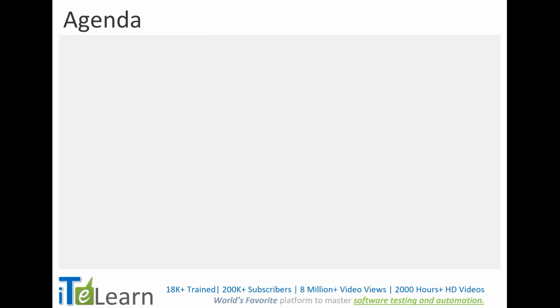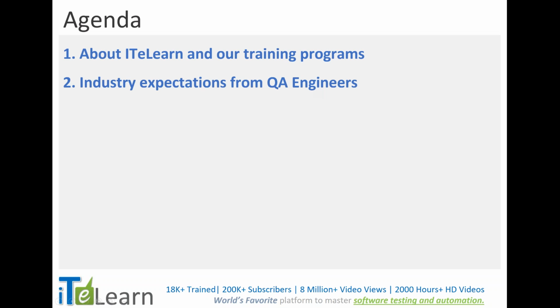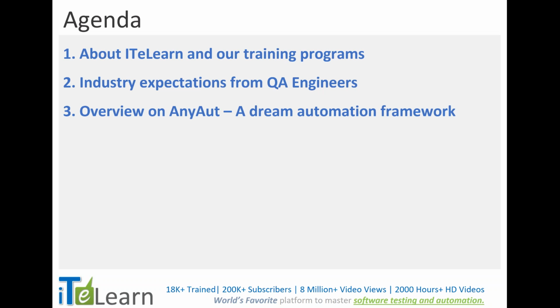So here's the brief agenda of what we're going to be doing today. We're going to talk about IT Learn and what we do in our training programs. We're going to talk about what is expected from a typical QA or software testing engineer in the industry. I'm going to give you a brief overview about AnyAuth. AnyAuth is a new automation framework that we are developing within IT Learn or Verkasa Inc.